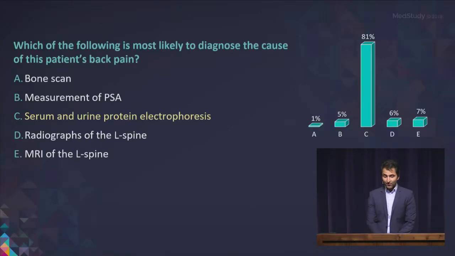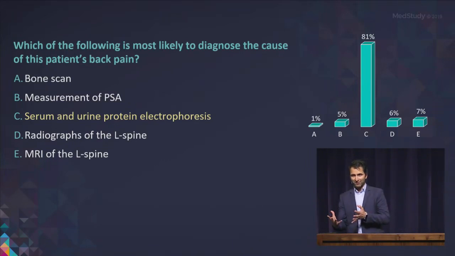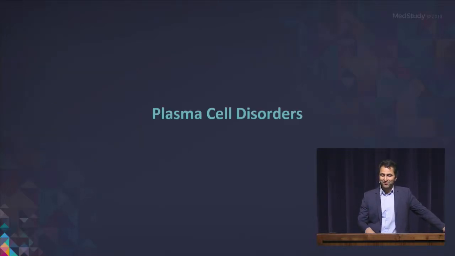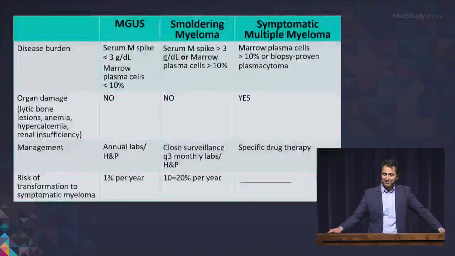Very good. So 81% of you correctly guessed SPEP and UPEP. And the prostate cancer is really just a distractor here because the lab abnormalities tell you that this looks more like a myeloma type of process. And the fact that you knew that was the last part of the section that we hadn't talked about yet. So that always helps. Plasma cell disorders.